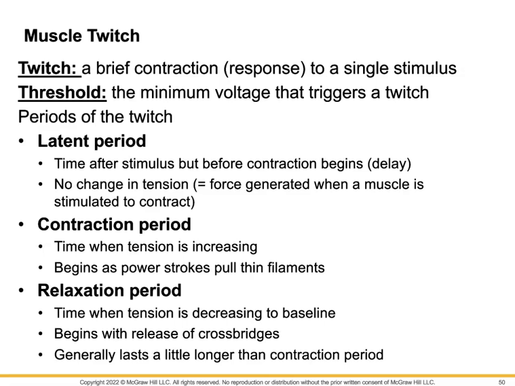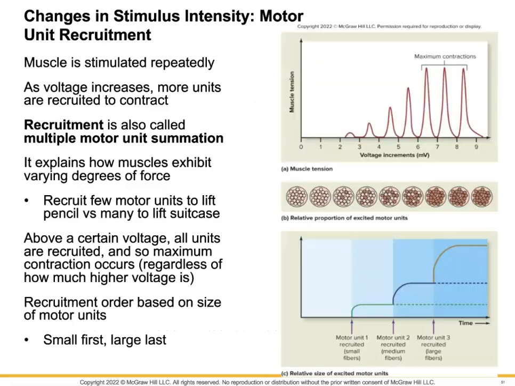The contraction period begins with the repetitive power strokes of the myosin head pulling on the actin filaments, and that shortens the sarcomeres. So muscle tension increases during muscle contraction. And that's followed by the relaxation period, which begins with the breaking of the cross bridges as calcium gets pumped back into the sarcoplasmic reticulum. The muscle tension decreases and relaxation occurs.